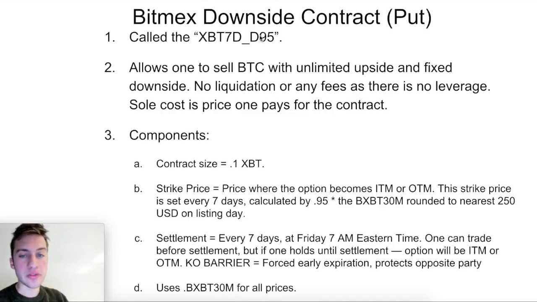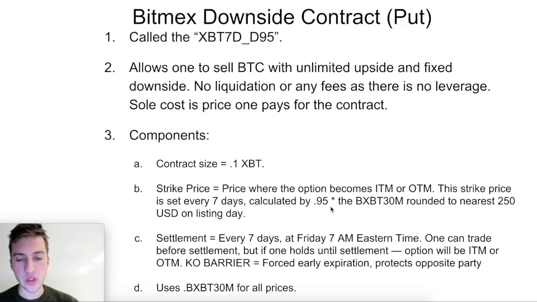All right, let's go to downside contracts. And this is basically a put option. It's Bitcoin 7-day, downside 95%. It's the same thing really as an upside, except for two differences. One, the 95% instead of the 105%. So you can think about the upside and the downside contracts as a bet on volatility.